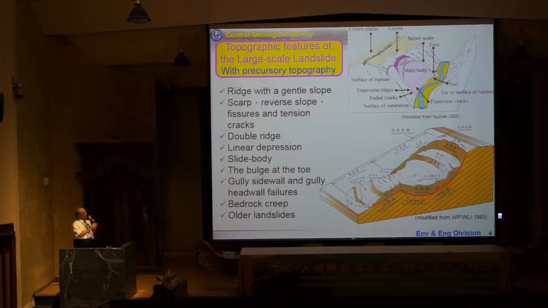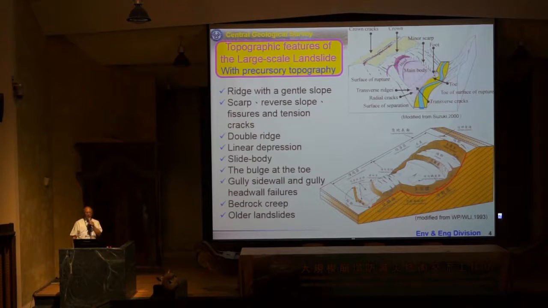These are two figures. We always think that this kind of topographic feature is concerned with large scale landslides. It's very obvious. You can easily recognize that when a landslide occurs, it will cause this kind of topographic feature. This is another one, explaining similar things. Then we have this kind of topographic features.